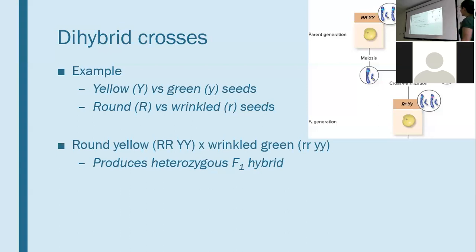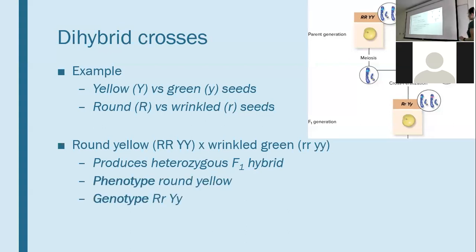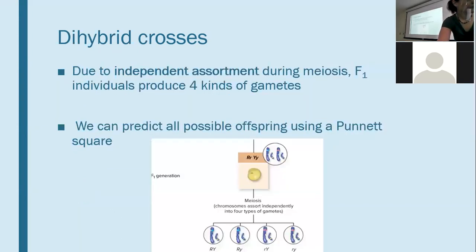So we have a heterozygous F1 hybrid. It's heterozygous for both of our traits. Now, just like the flower F1, which were all purple, this dihybrid F1 will be all yellow, all round. It's going to show all dominant traits in the F1 generation. That does not change. The genotype, similarly, is heterozygous for both traits: big R, little r, big Y, little y. Now, here we go.